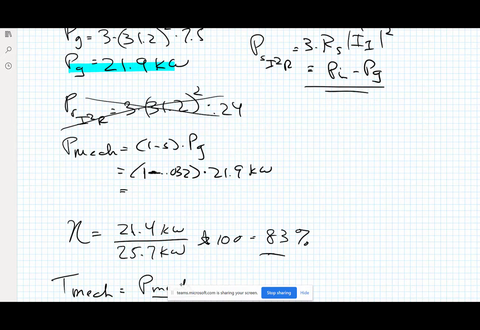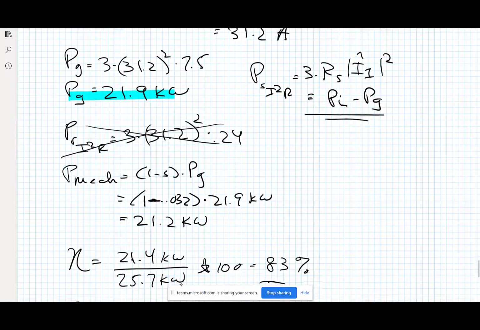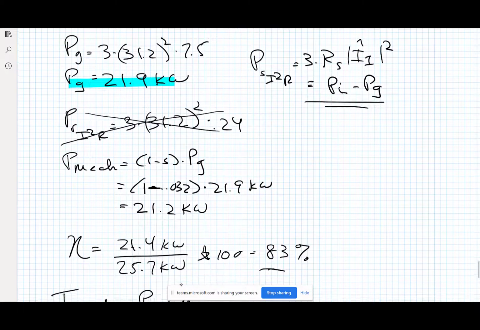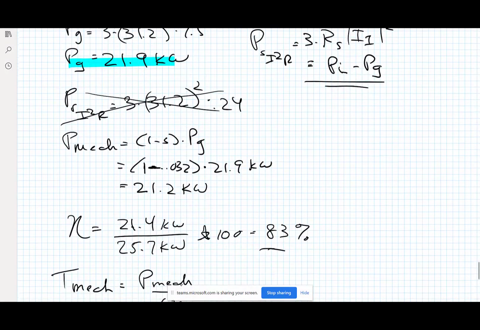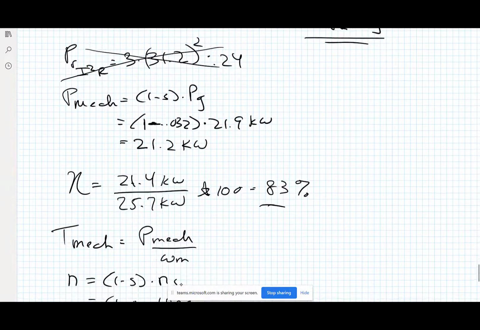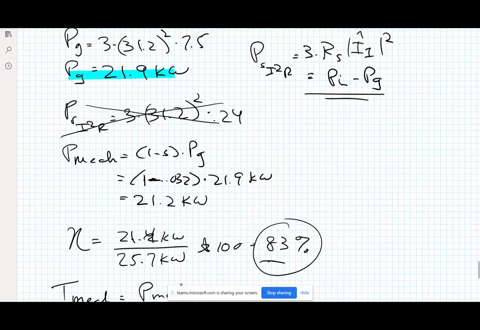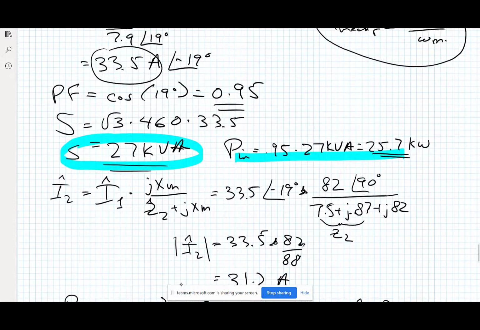21.2. My P gap was, it's still a little bit weird, only 0.7 kilowatts. It's like the stator losses were so high. So I've got to go back and double check something. But anyway, it's not going to change this number. This seems a little low, and I think that I might have made a mistake somewhere.